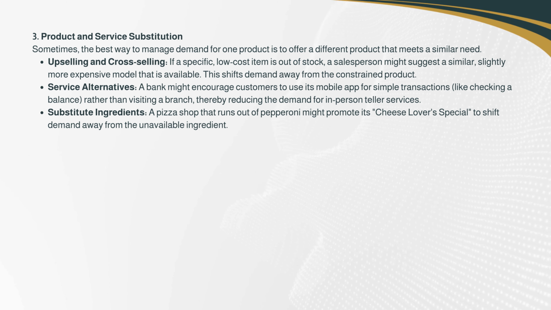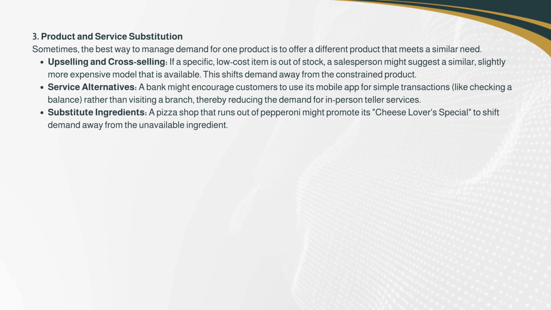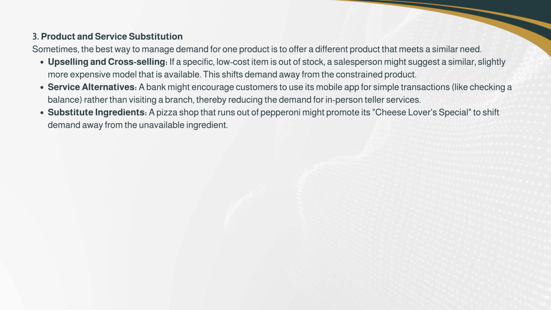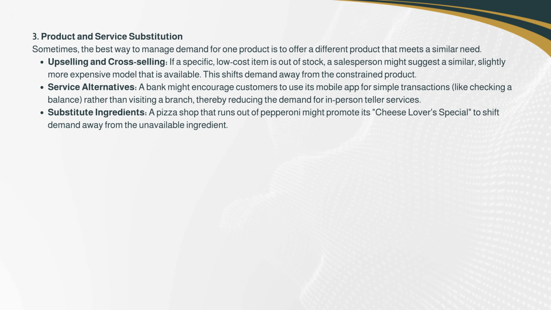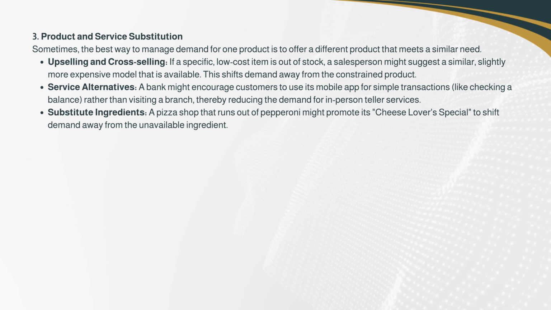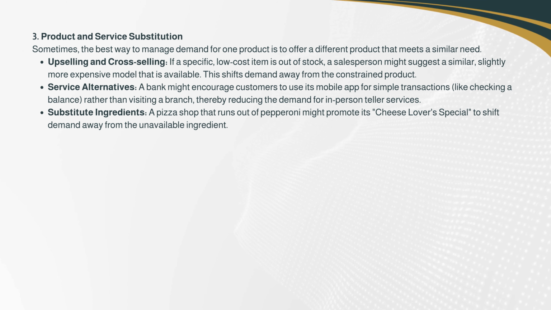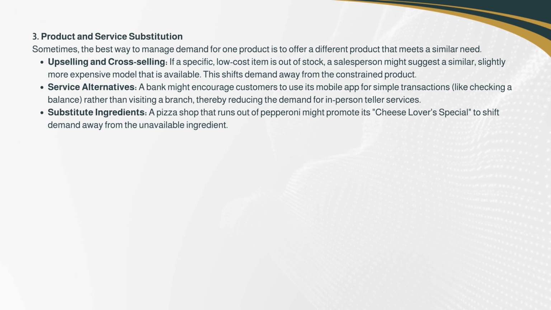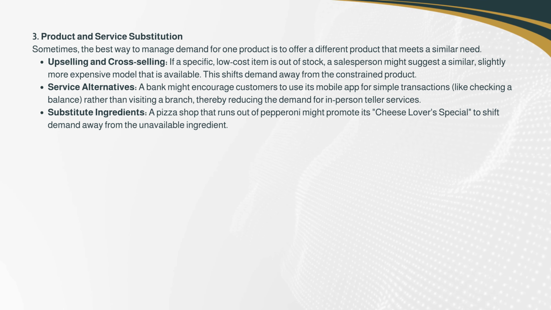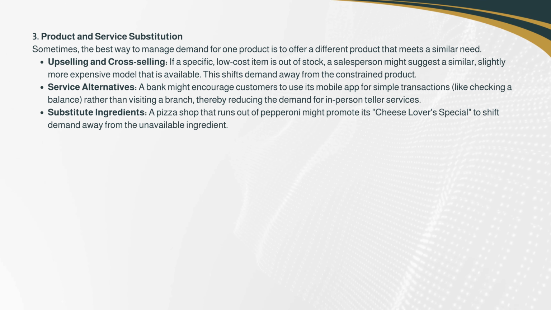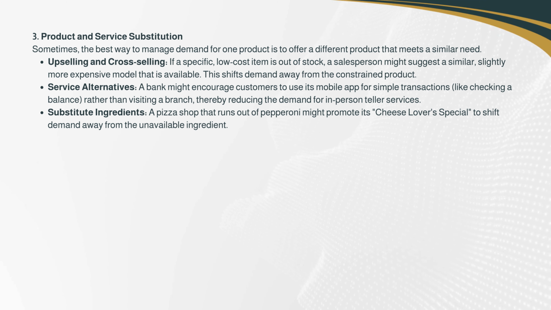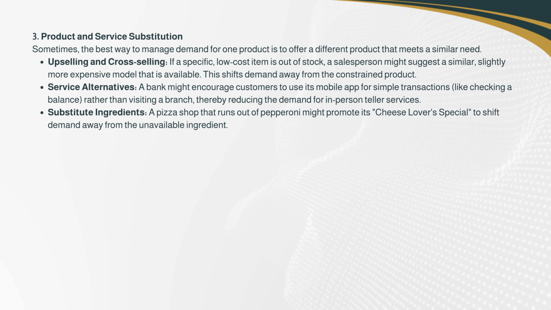Sometimes, the best way to manage demand for one product is to offer a different product that meets a similar need. Upselling and cross-selling. If a specific, low-cost item is out of stock, a salesperson might suggest a similar, slightly more expensive model that is available. This shifts demand away from the constrained product. Service alternatives. A bank might encourage customers to use its mobile app for simple transactions, like checking a balance, rather than visiting a branch, thereby reducing the demand for in-person teller services. Substitute ingredients. A pizza shop that runs out of pepperoni might promote its cheese lovers special to shift demand away from the unavailable ingredient.